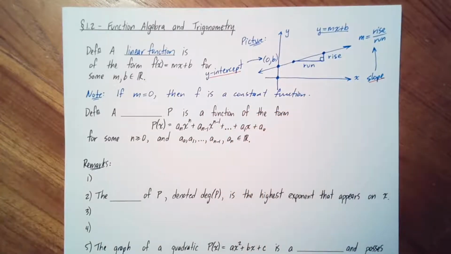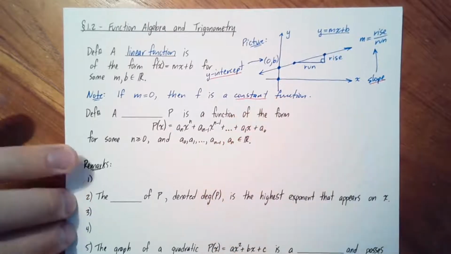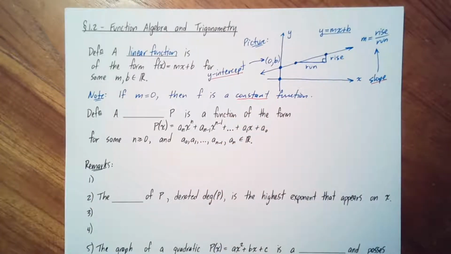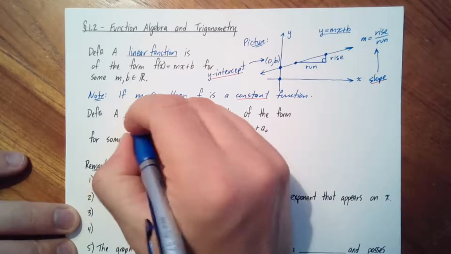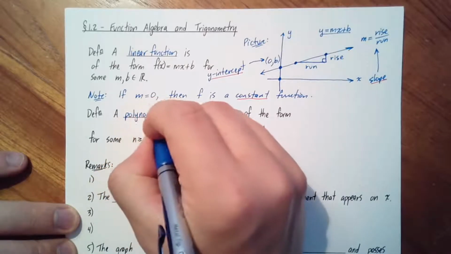And that's really just a brief review of linear functions. A constant function is just a special case of a linear function. And a linear function is actually a special case of a slightly broader class of functions called polynomials, and that's what we'll define next. So a polynomial, that's our next definition.